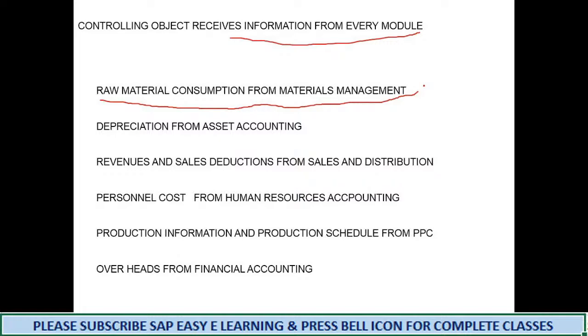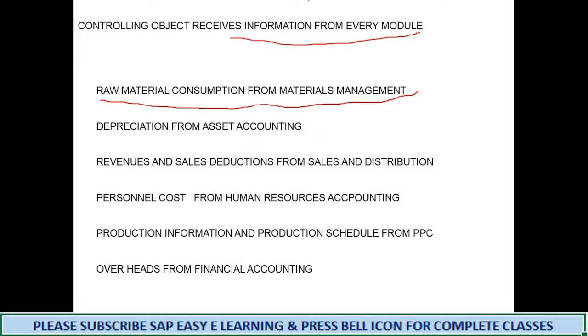Not only raw material consumption, all the material management expenses. What are all the expenses concerned with proper maintenance of your inventories? And also, you incur some expenses while procuring the raw materials, like inward freight. Then input taxes. Input taxes means the taxes which are paid on the purchases. All these are transferred from materials management to the general ledger. From the general ledger, they will be transferred to the controlling component.